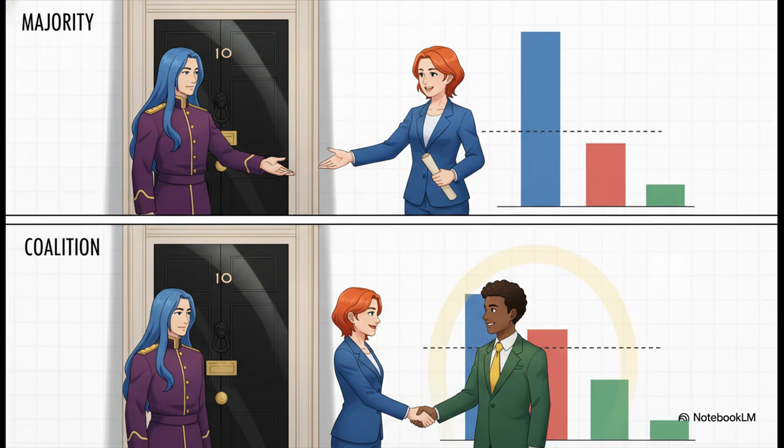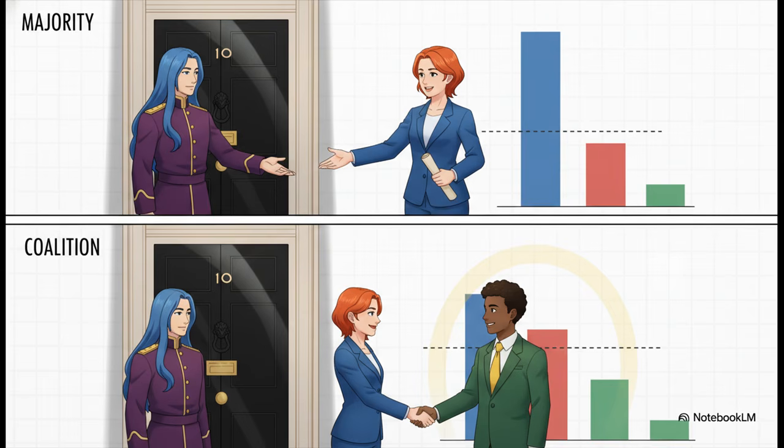Picture it. The election's over. The results are in. This is the first thing that happens. The monarch formally invites the leader of the party with the most seats to become prime minister. But what if nobody gets a clear win? This is called a hung parliament, and it's when things get really interesting.